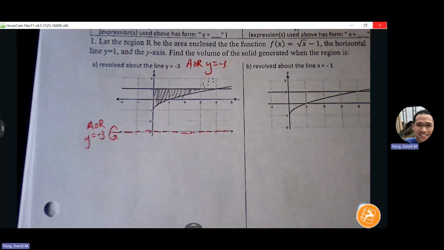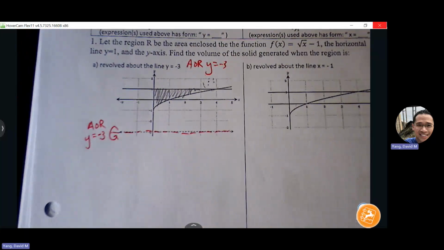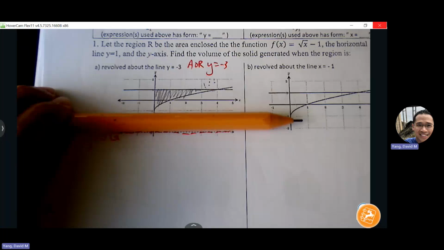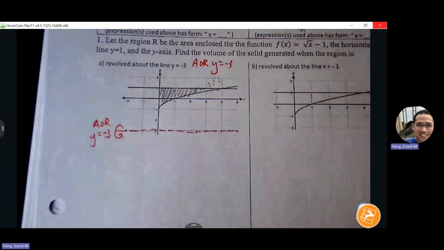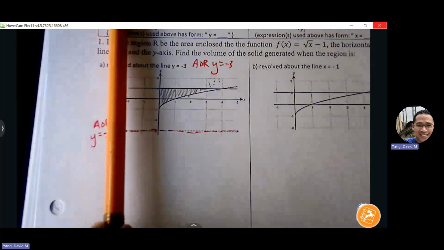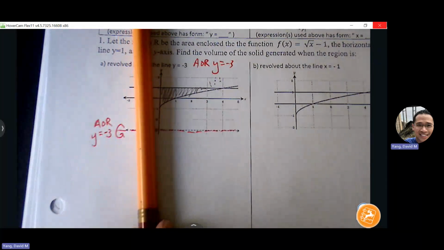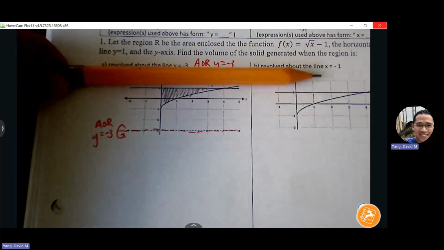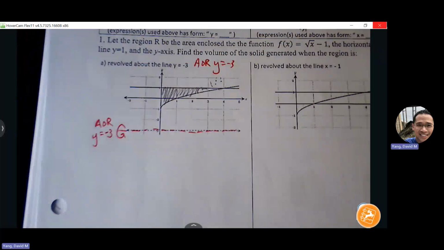Disk method or washer method? Washer, right? There's a complete gap. What if the dotted line was up here at y equals -1? Still washer, right? There's only two places where this graph can support the disk method: if it's up against the y-axis like so, or if it's right at y equals 1. If you don't see a flat surface, we don't have an opportunity to do this method.